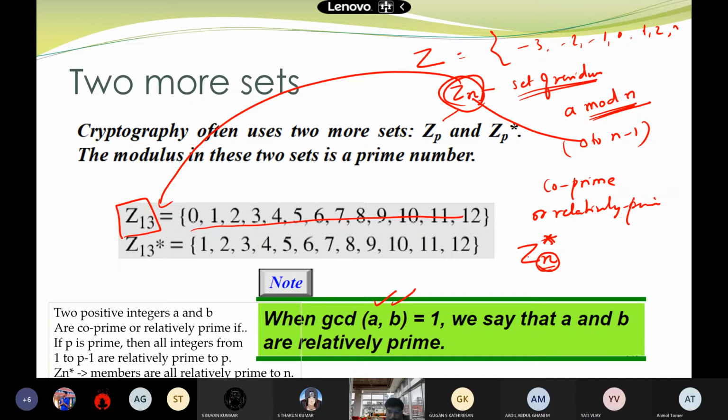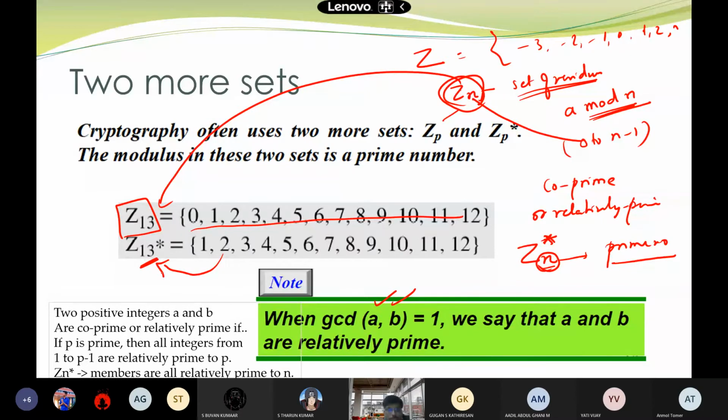So what do you mean by that? So Zn is not going to be equal to Zn star. That is the first point that we'll have to understand here. But if n is a prime number, say for example, 13 is a prime, now I need to know what are all the elements in the set, such a way all the elements in the set are going to be smaller than 13 and relatively prime to 13. That is the point here.